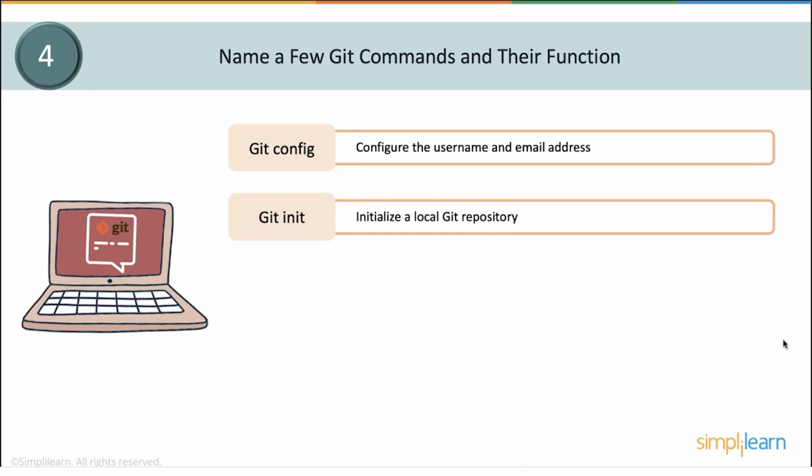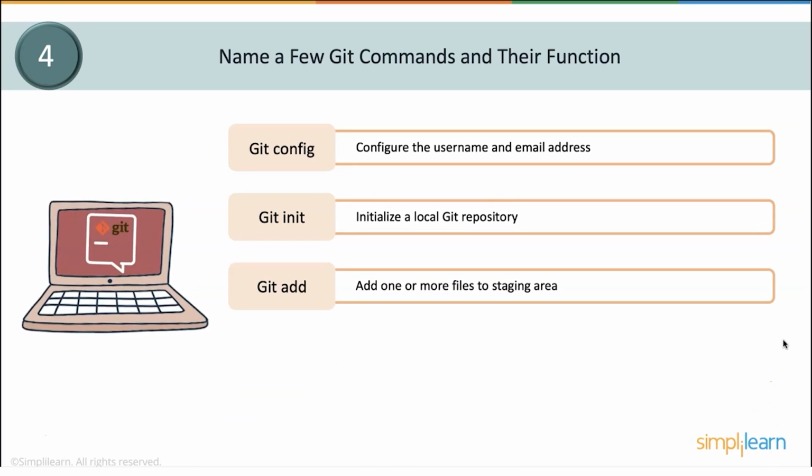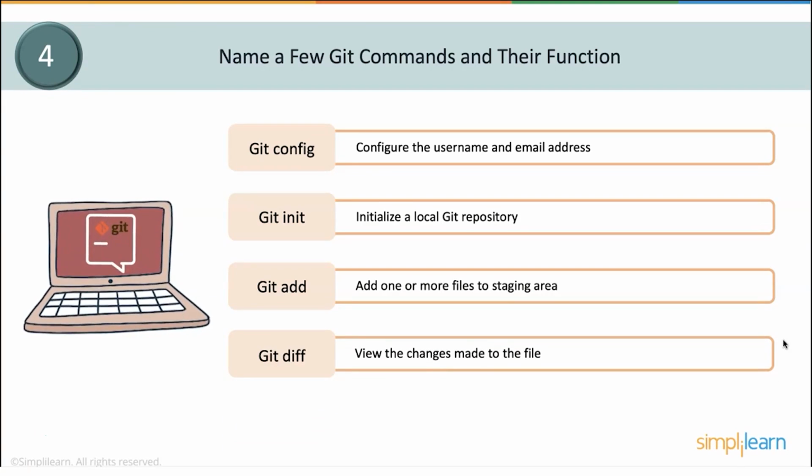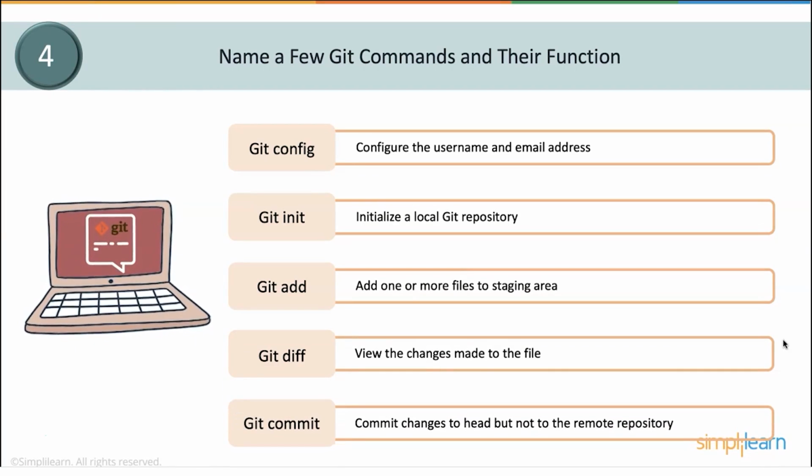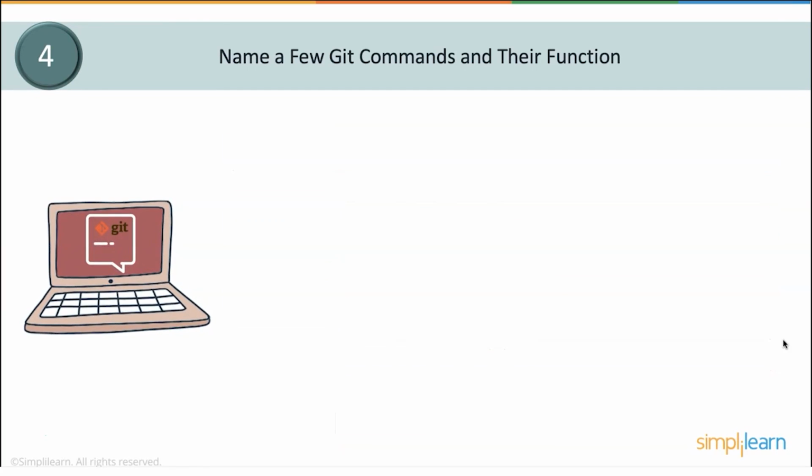Git init is to initialize a git repository. Git add is to add the files to the staging area. Git diff is to view the changes made to a particular file, and we have one called git commit. Commit means committing the changes to the head, but not to the remote repositories.